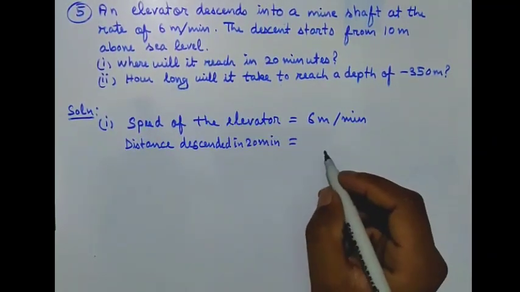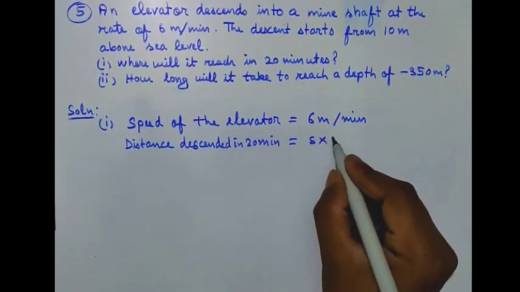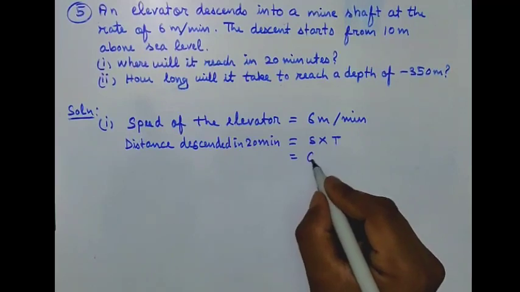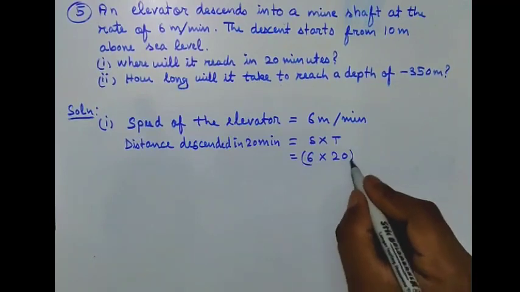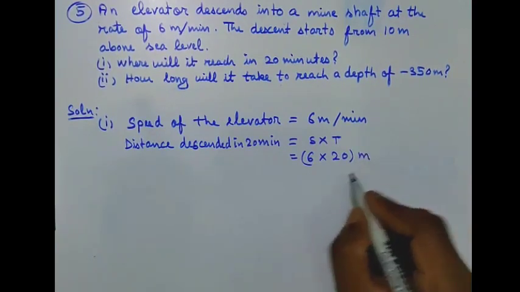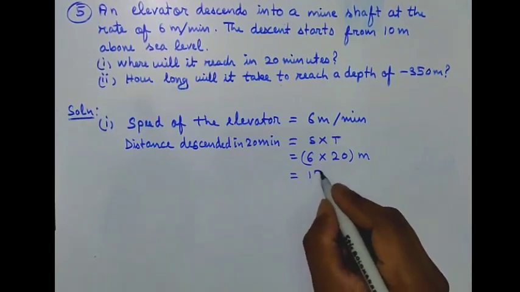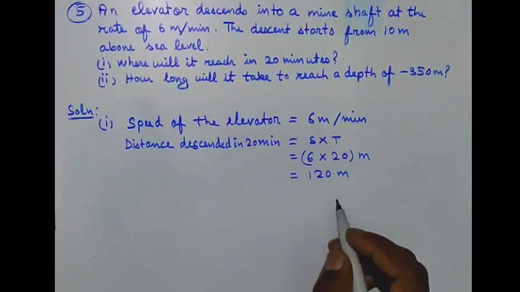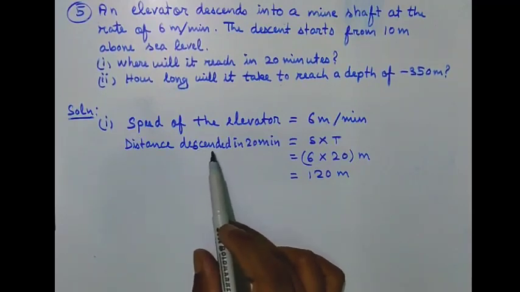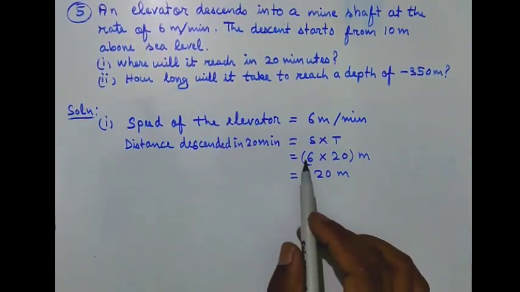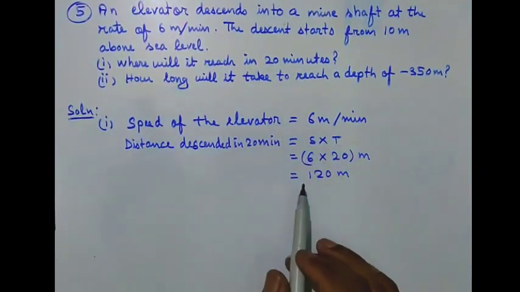will be equal to, you know, distance is what? Speed into time. So simply we can say 6 meters per minute into 20 minutes. The units are the same, we can multiply. That will result in the distance in meters. So it will be equal to 120 meter. Now remember, this is the distance traveled, or descended, by the elevator in 20 minutes. But the question is asking where will it reach in 20 minutes.